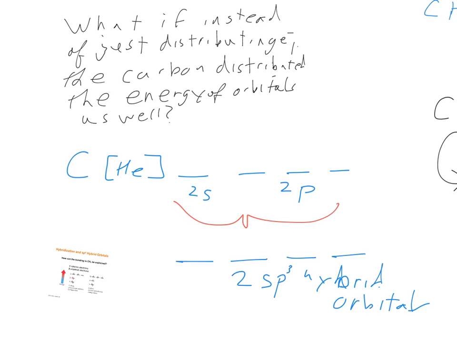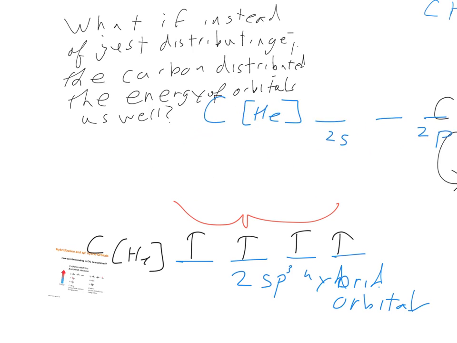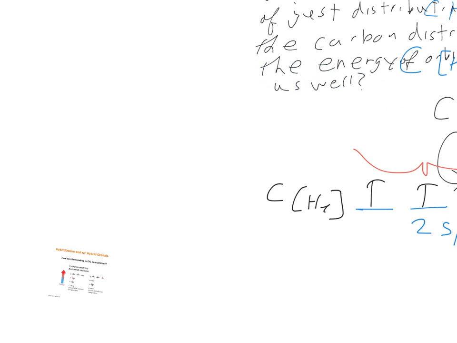So now we have 4 orbitals of equal energy. We can place 1 electron in each one of these 4 orbitals of equal energy, and that would allow carbon to form 4 bonds of equal energy. This concept is known as orbital hybridization.